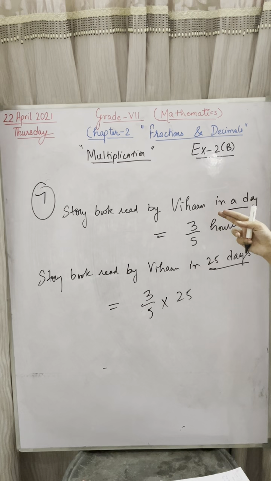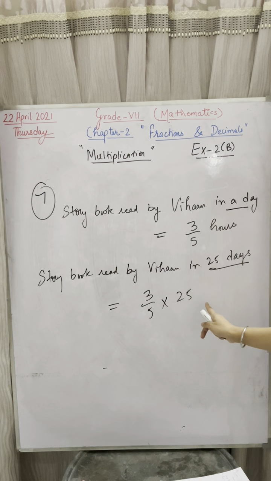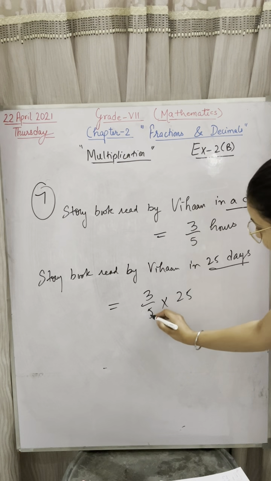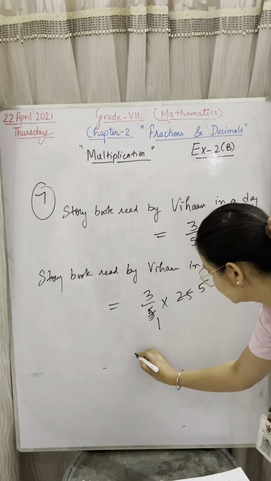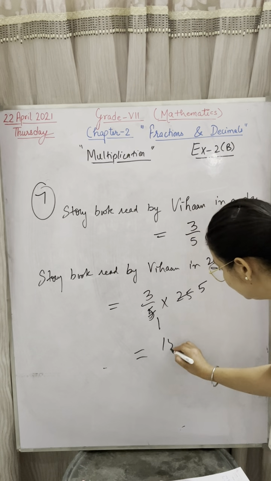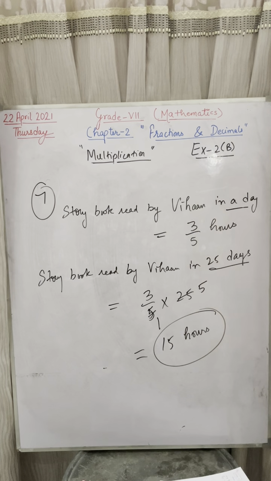Like I have told you, if something is given for one day and you take it out for 25 days, you have to multiply the fraction. Now the answer will be: 5 ones are 5, 5 fives are 25. So that is equal to 3 into 5, 15 hours. So it means he will spend 15 hours to read the storybook in 25 days. Got it? Is it clear to everyone?